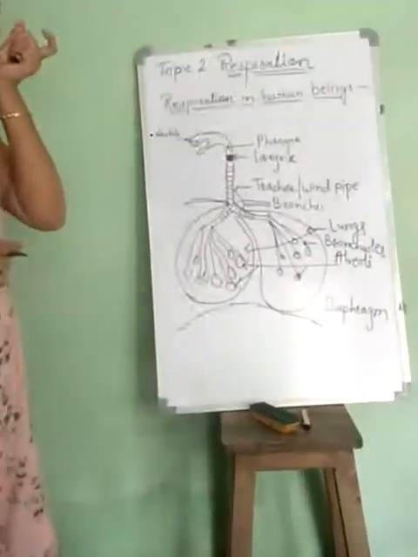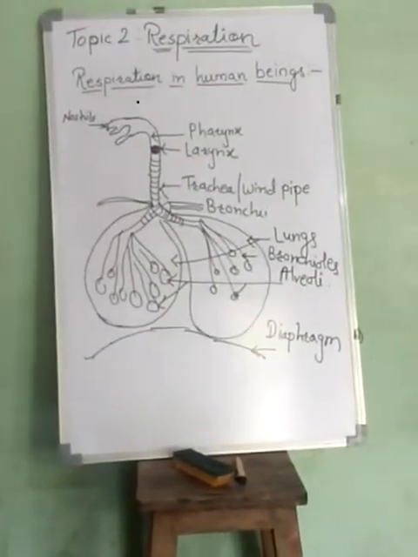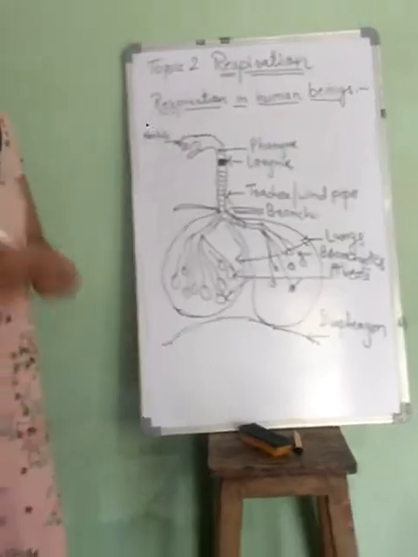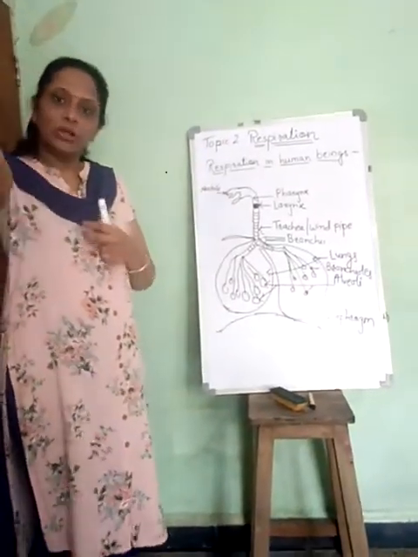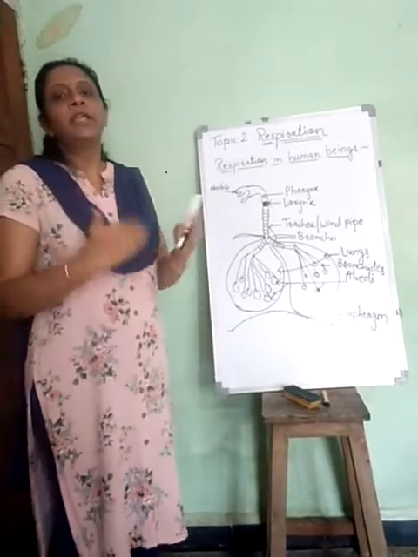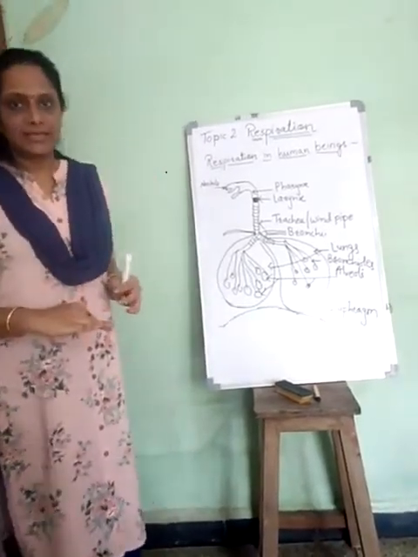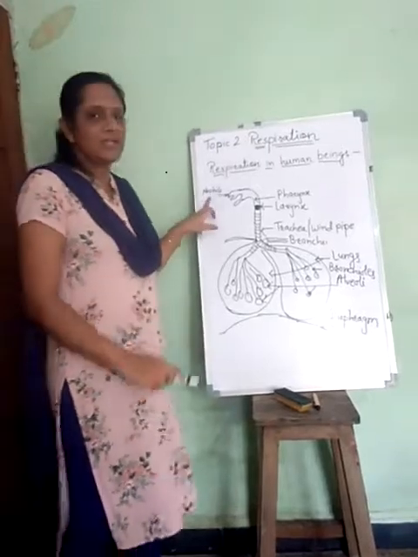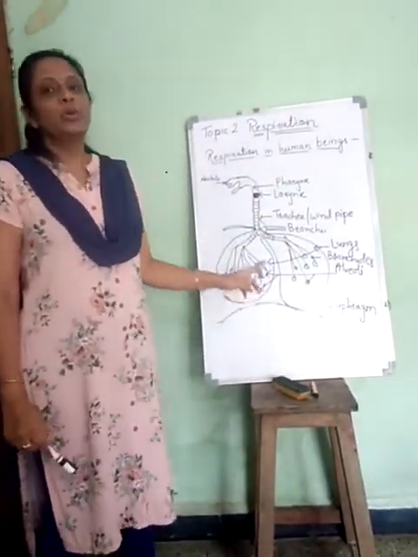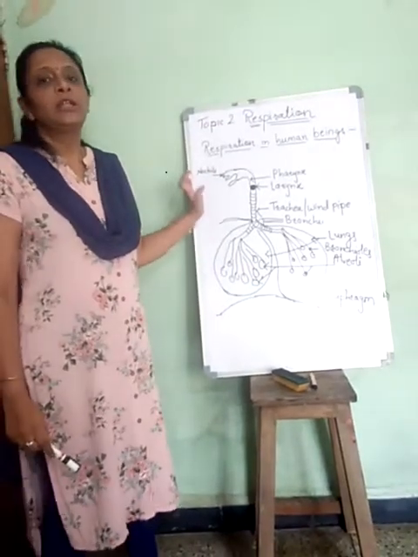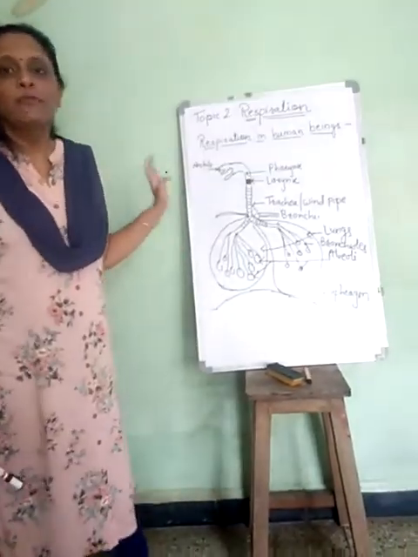This is the structure of the human respiratory system. So how it actually works, that is what we are going to study now. How do all these organs work in the exchange of gases? We will see the functions of the nostrils and the other organs one by one, so you will come to know how the human respiratory system functions.